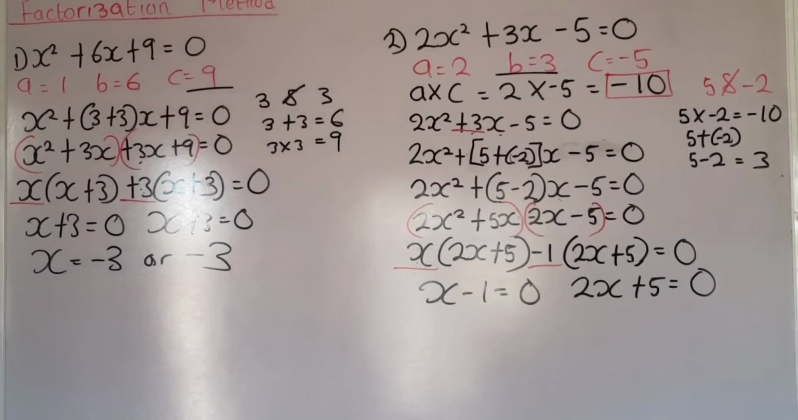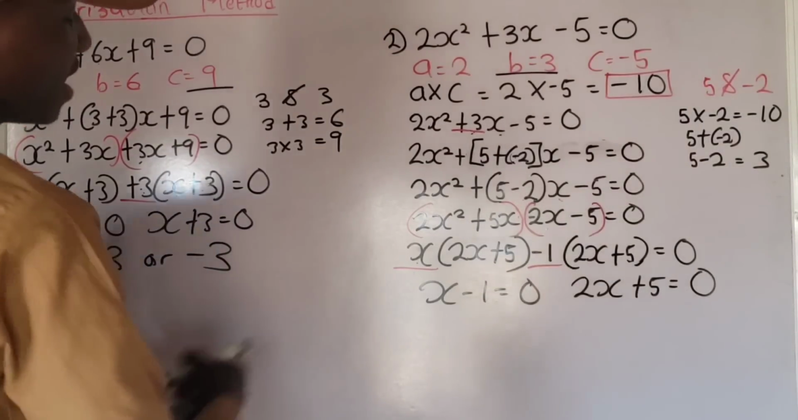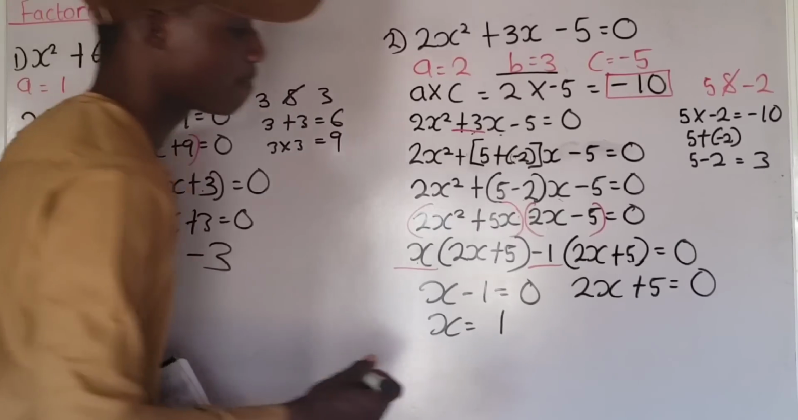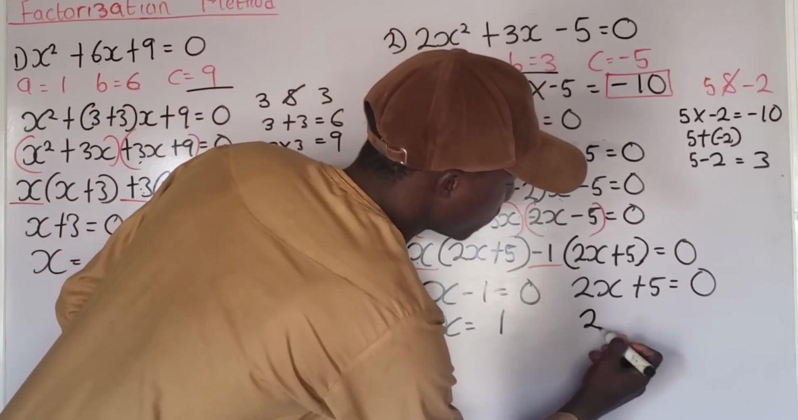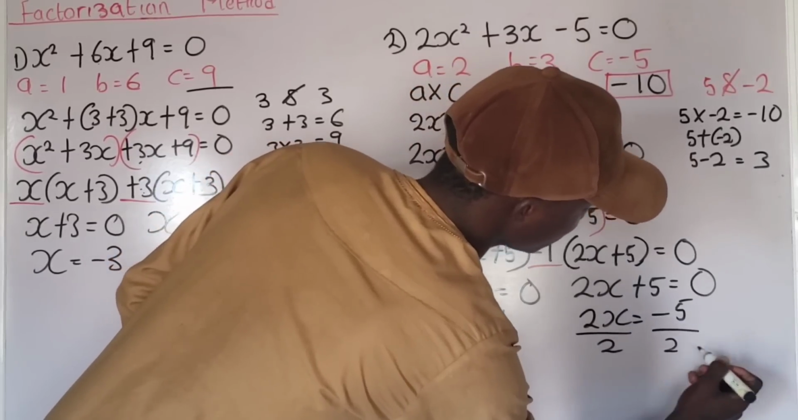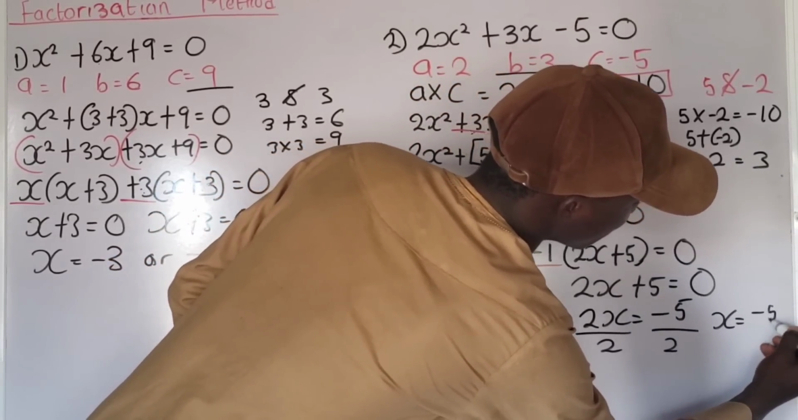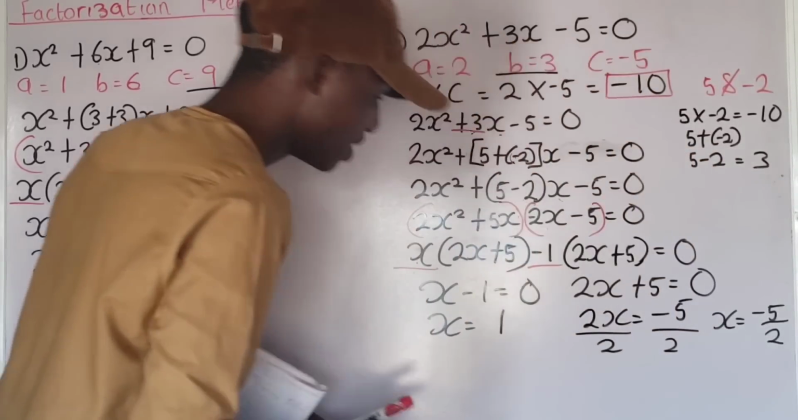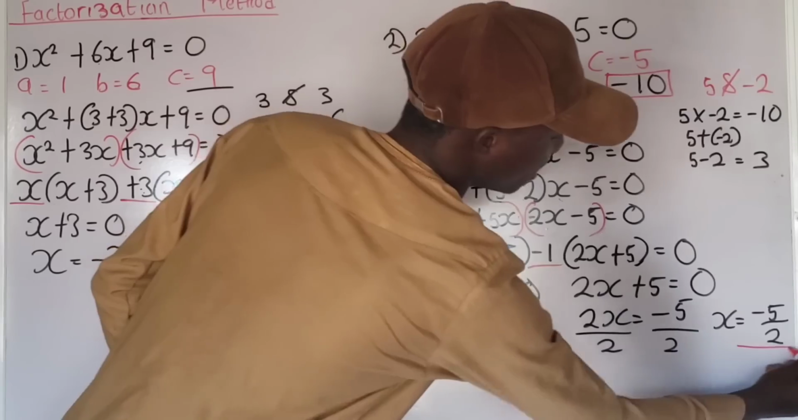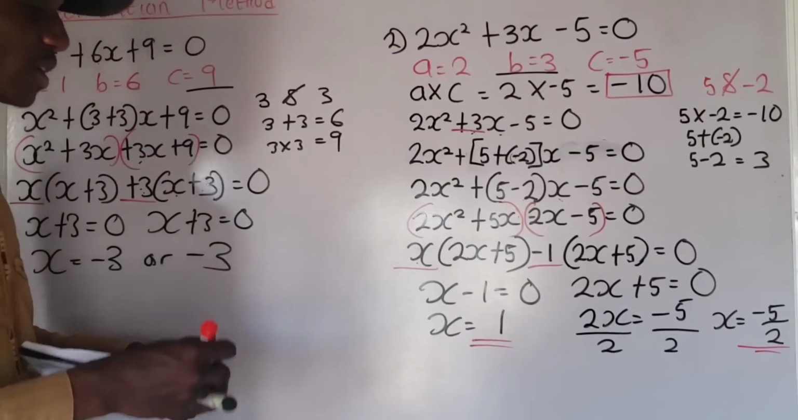All you have to do is that for the first equation here, I'm going to have x equals to what? 1. That is the value of x here. And for the second equation, we're going to have 2x equals to what? Negative 5. Divide both by 2. X is equals to what? Negative 5 all over 2. You understand? So the value of x that satisfies the quadratic equation is what? 1 and negative 5 over 2.